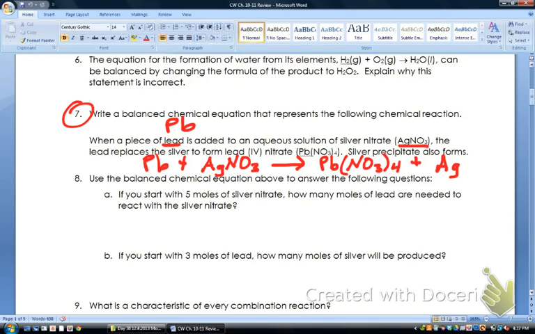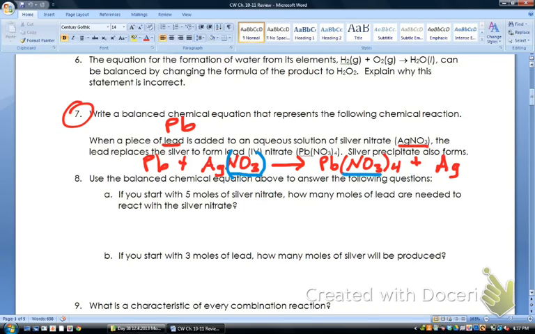The second part is balancing. So when we balance, we have to start looking for a few things. First, I see that on the right side I have this NO3, and that's in parentheses, and on the left side I have the same thing, but it's not in parentheses. So I'm going to start by putting that one in parentheses. Now that I've done that, I'm going to start balancing.